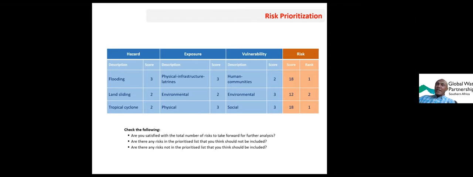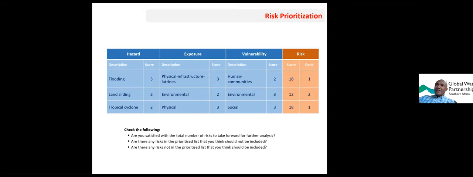But the important thing is that it's a very participatory process. You have to get different stakeholders in this process. And you also have to ask a number of questions. For example, are you happy with this list of climate risks you identified? If not, you have to go back and check your assessment. Do you want to see other risks included in the priority list, or some of them removed? So that's important to note: as you identify the prioritized climate risks, check whether you are happy or not with the list you have.